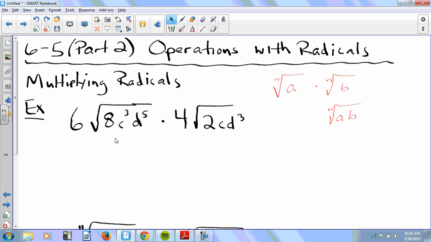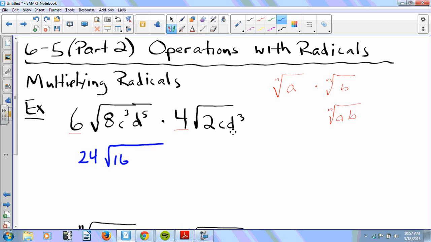So as we approach a problem like this, we're simply going to do that. If it's underneath the radical, we multiply it. If it's outside of the radical, we multiply it. Looking at this, I'm going to multiply 6 and 4 together, and that's going to give me 24. I'm going to keep my radical the same and multiply the stuff underneath. 8 times 2, you get 16. C cubed times c to the first power, you get c to the fourth power. And then d to the fifth times d cubed, you get d to the eighth power.